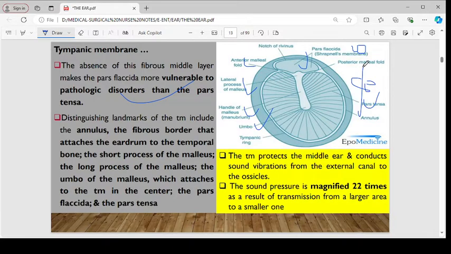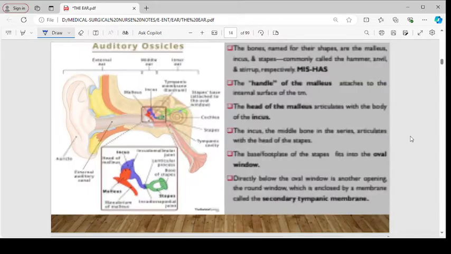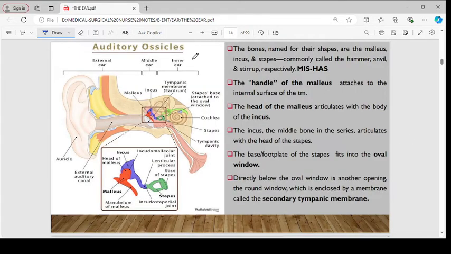Remember, the tympanic membrane protects the middle ear and also conducts sound vibrations from the external canal to the ossicles. Sound pressure here is magnified 22 times as a result of transmission from a large area to a small area.